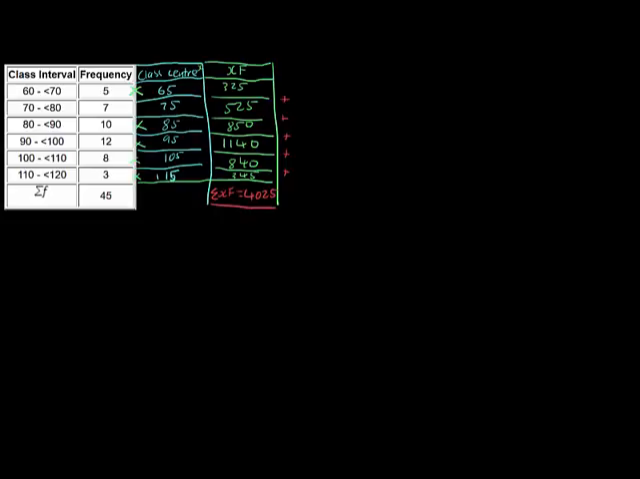Okay. Now what we need to do is use that value we've just calculated and our formula, which is that our mean is the sum of XF, or the total of all of our scores, divided by how many we have, which is our sum of F. So we have 4025 divided by 45.